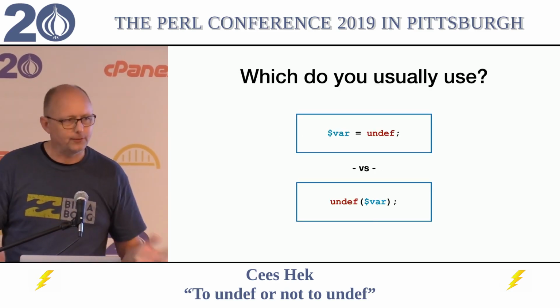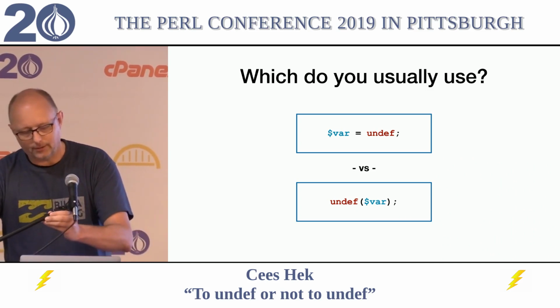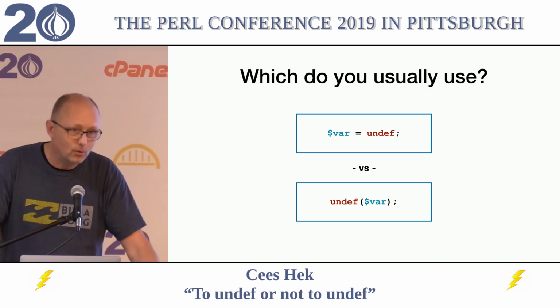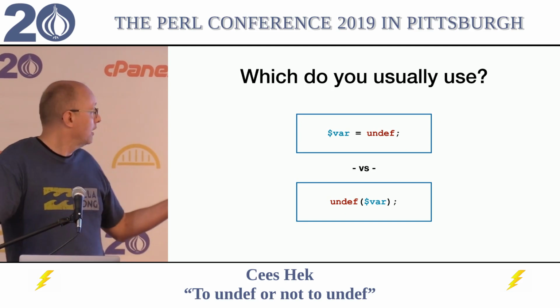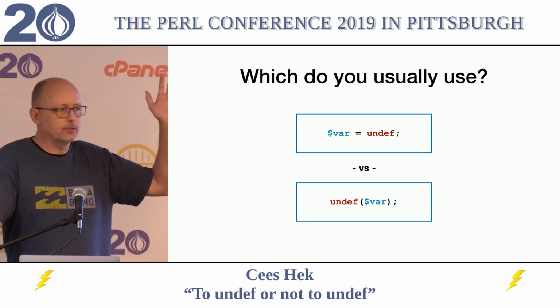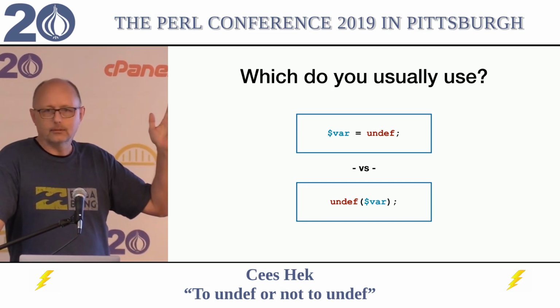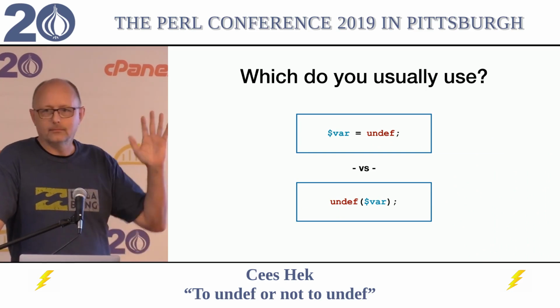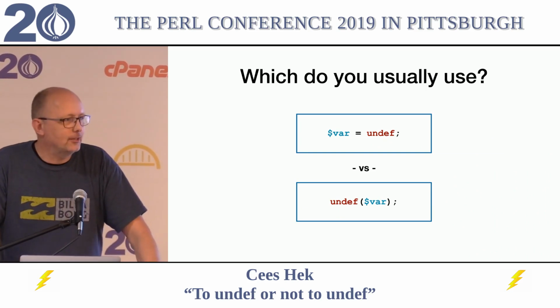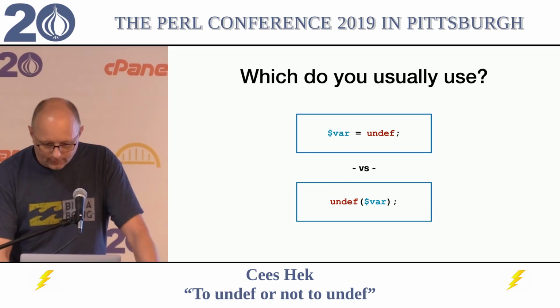So there's usually two different ways that we use undef. You either assign undef to a variable, or you pass a variable to undef. You guys used the first one? Anybody use the first one? How about the second one? Both? So the question is, do they do the same thing? So that's what I want to have a look at.